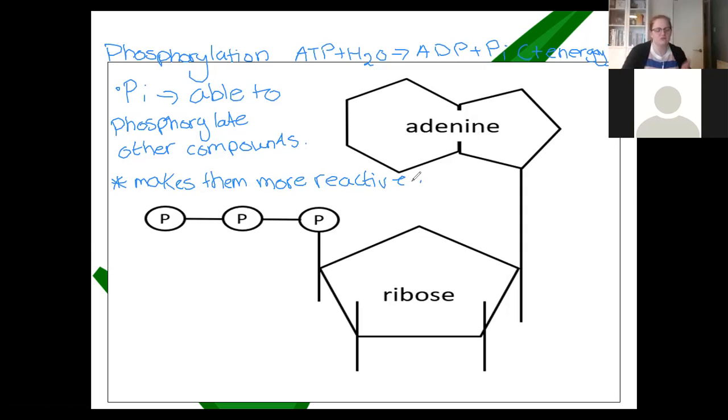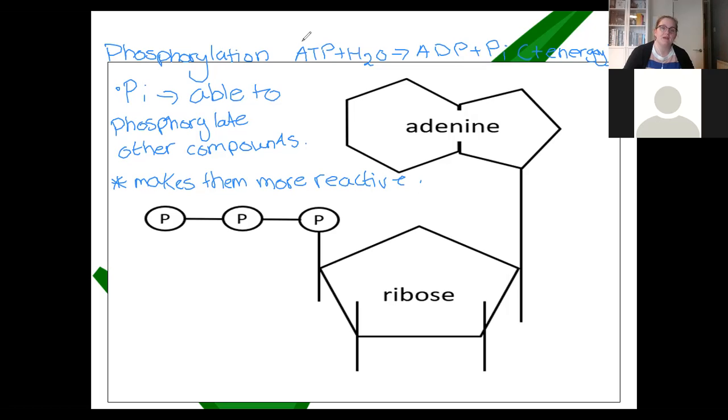Again, at A2, you'll start looking at things like the Krebs cycle and glycolysis and electron transport chains, and they all have lots of phosphorylation taking place. But it's just good to know now that the inorganic phosphate that we release can then be used for something else as well. So we've broken down ATP through hydrolysis to make ADP plus Pi plus energy.